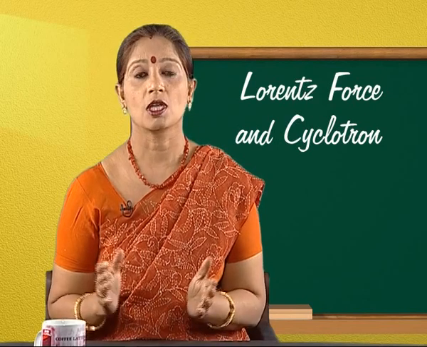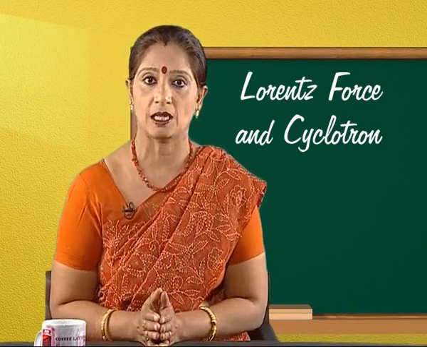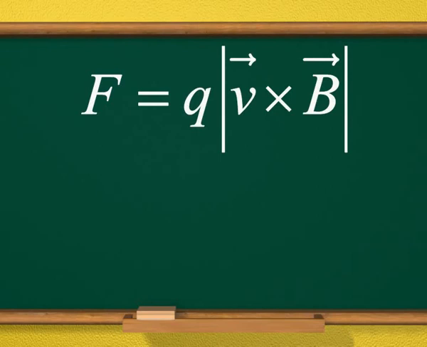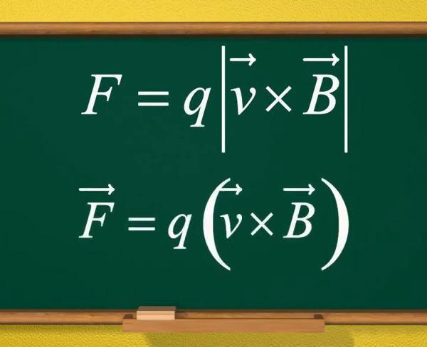Since force, velocity and magnetic field all are vector quantities, this relation indicates a cross product of vector V and vector B. Therefore, the magnitude of force F is equal to Q into the magnitude of the cross product of vector V and vector B, where in vector form, vector F is equal to Q into the cross product of vector V and vector B.